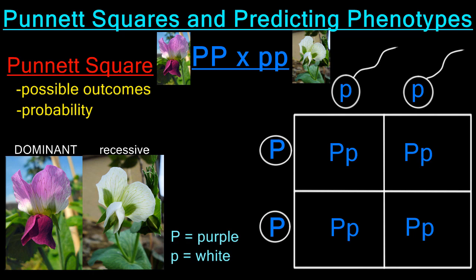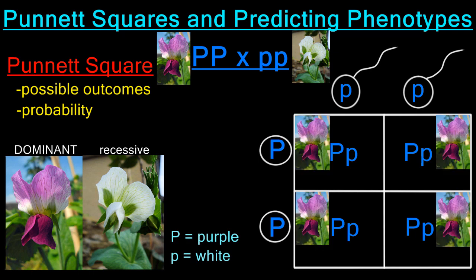After filling out the Punnett square, we can see that all the offspring from this cross would be heterozygous and show the dominant purple flower trait, since the recessive white allele is covered up. Therefore, the probability of getting a heterozygous purple-flowered pea plant from this cross is 100%. 100% of the offspring would have the genotype big P, little p. 100% of the offspring would be purple-flowered.